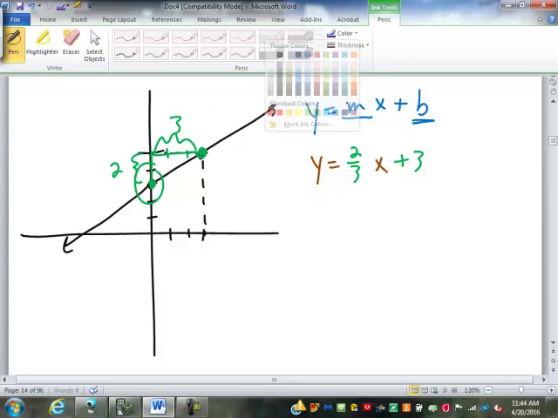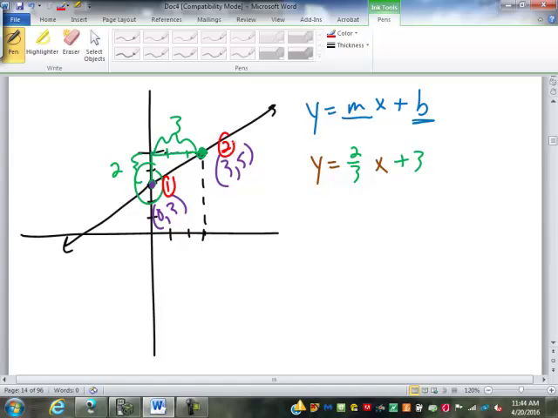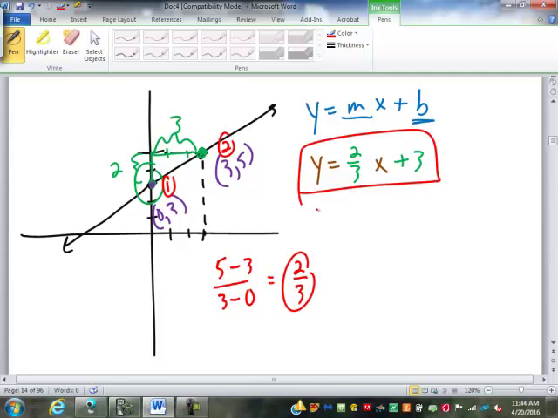Or we could have done the points. This one here is (0, 3). This one here is (3, 5). And we could do the slope formula. So y2 minus y1 would be 5 minus 3, x2 minus x1 would be 3 minus 0. That gives us 2 over 3. So that graph gives us an equation, or comes from an equation, y equals 2/3 x plus 3.